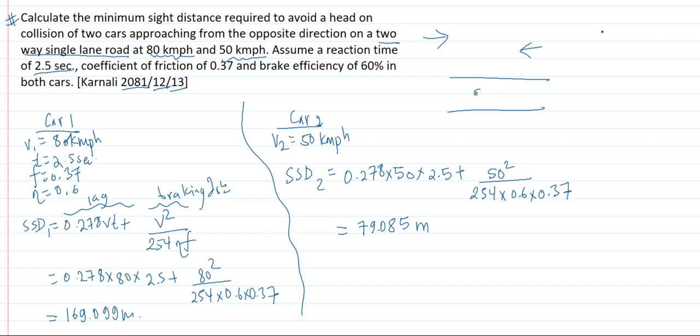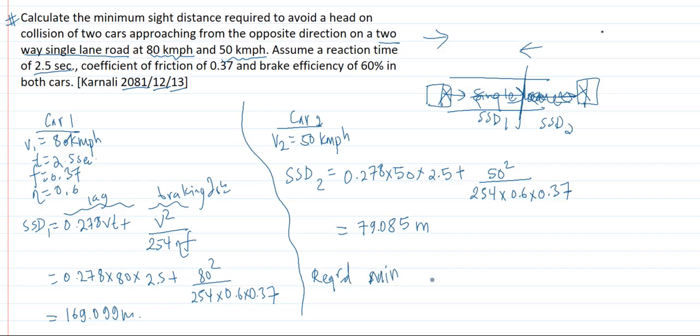So the lane is single lane, and a car is traveling from this direction and another car is traveling from this direction. So this will be SSD1 and this will be SSD2. So the required minimum sight distance equals SSD1 plus SSD2. It will be 169.099 plus 79.085.